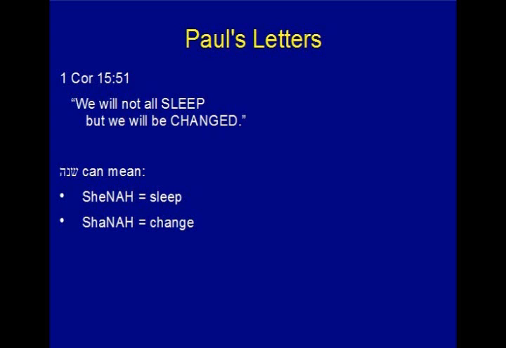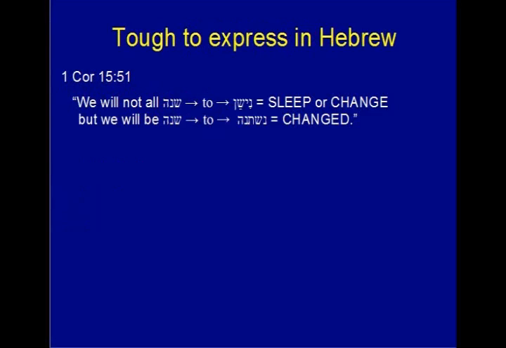Actually, the grammar changes the form of the words, because shana becomes nishan and shana becomes nishtana just due to the grammatical rules. So you don't have the actual root letters, and they look a little bit different. But just looking at that first phrase, "we will not all blank," what's blank? Is that sleep or is it change? Well, it depends on interpretation. If you leave it like this, what's he saying? "We will not all change, but we will be changed?" Is that what he's saying? I mean, how do you interpret that?